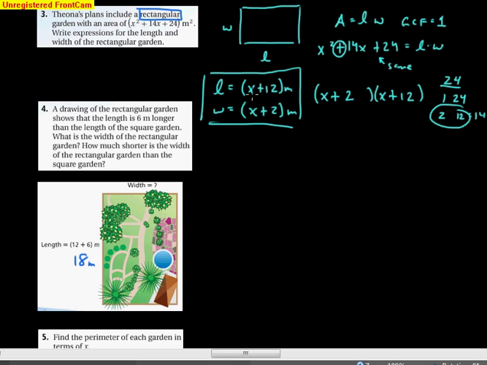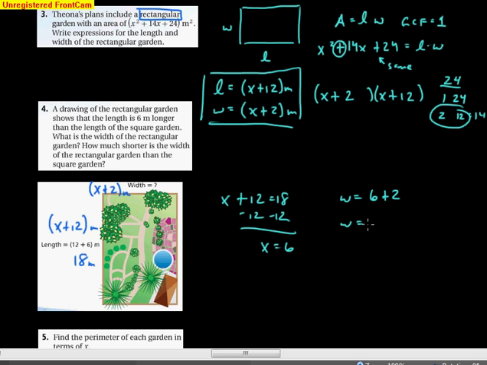Well, I'm going to assume again that the length is longer, so this x plus 12 meters is that measurement, and then the width is x plus 2 meters. So that means that x plus 12 has to equal 18, and again, subtract 12, the x value remains 6, which means if I plug 6 in for x for the width equals 6 plus 2. The width is 8 meters. So there is the width.